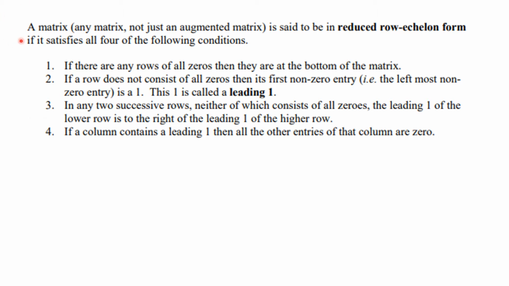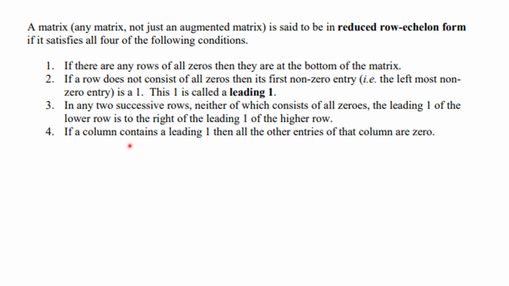A matrix, any matrix, it doesn't have to be an augmented matrix, is said to be in reduced row echelon form if it satisfies all four of the following conditions. Number one, if there are any rows of all zeros, then they are at the bottom of the matrix. Number two, if a row does not consist of all zeros, then its first non-zero entry, i.e., the leftmost non-zero entry, is a 1. This is called a leading 1.